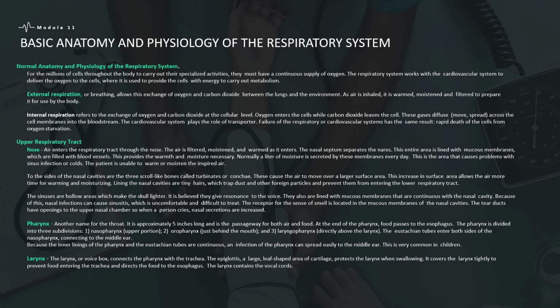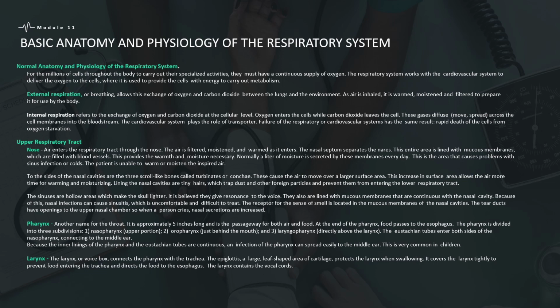Pharynx, another name for the throat. It's approximately 5 inches long and is the passageway for both air and food. At the end of the pharynx, food passes into the esophagus. The pharynx is divided into 3 subdivisions: the nasopharynx, the oropharynx, and the laryngopharynx. The eustachian tubes enter both sides of the nasopharynx, connected to the middle ear. Because the inner linings of the pharynx and the eustachian tubes are continuous, an infection of the pharynx can easily spread to the middle ear. This is very common in children.